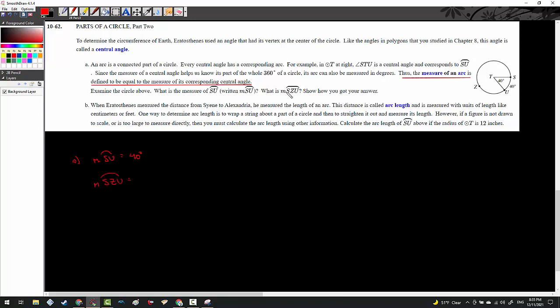Well, notice how the Z is in between. What are they trying to tell me? Well, they're trying to tell me that I got to go the other way because I actually have to hit that Z point right there. And so they want the larger arc measure.